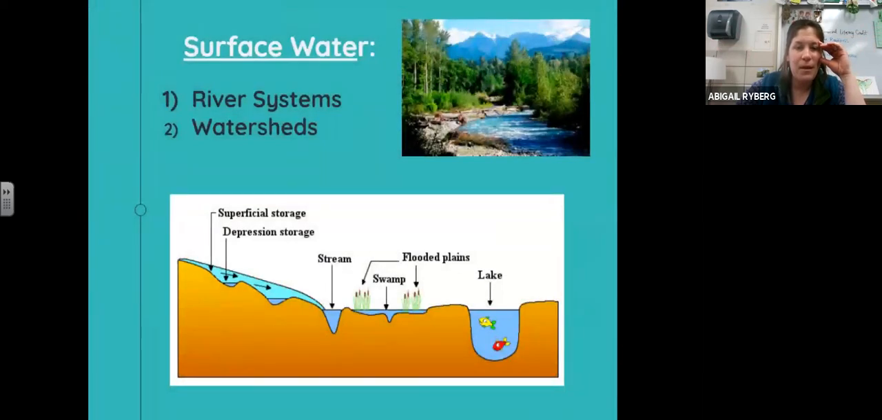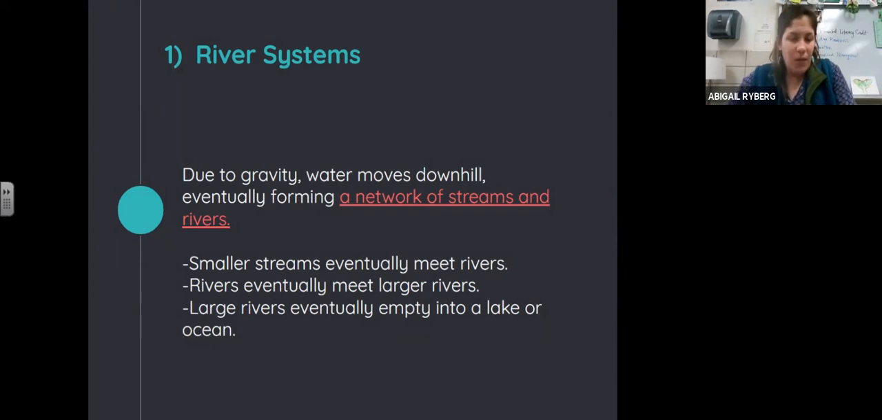Okay. So then let's look at surface water. This is water that you can see, right? It's on the surface of the earth. Examples of this are our river systems, which I include as creeks, streams, and rivers. And then we'll talk about the idea of a watershed as well. The river systems are really created due to gravity. And we know that because of that, water moves downhill. And eventually, as water moves according to gravity and elevation, it forms into what's now a pretty developed network of streams and rivers.